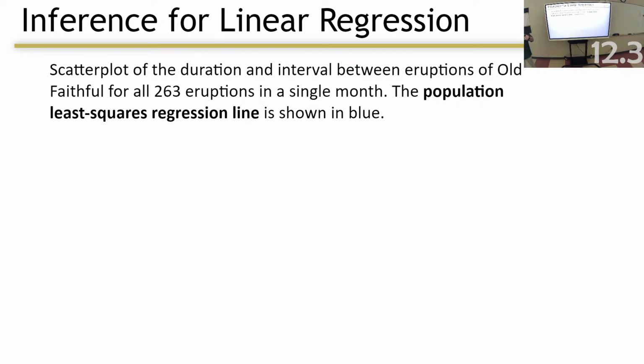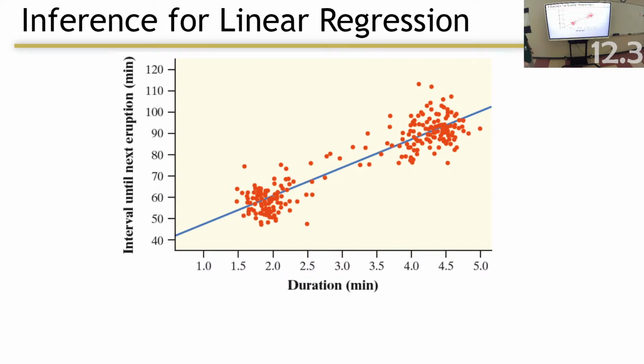That is the population, right? So here is the population of all 263 eruptions with their duration time, how long they erupted, and their interval time. 263 dots. We found the least squares regression line of that data. Your notes won't go with this hardly at all. I'll tell you for that part too, okay?